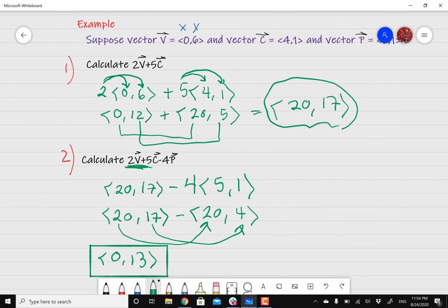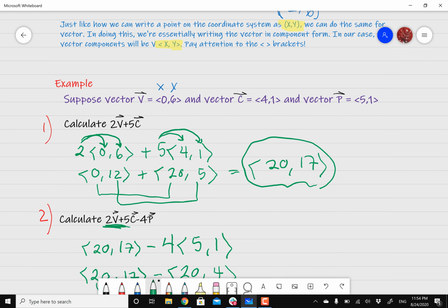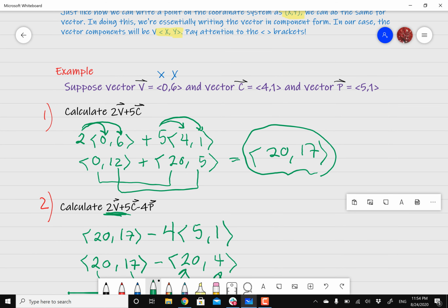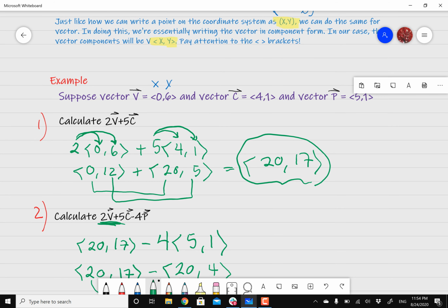Not a whole lot to this topic. You just have to remember how to write your vectors in component form. Just remember those triangular brackets. And then I'm also going to make another video to go over vector magnitudes, which is something really important. And I'm also going to explain how we can take a regular point, like 2 and 1, and turn that into vector components.